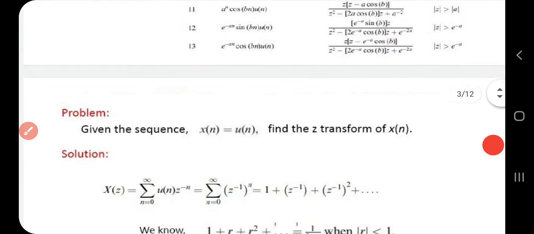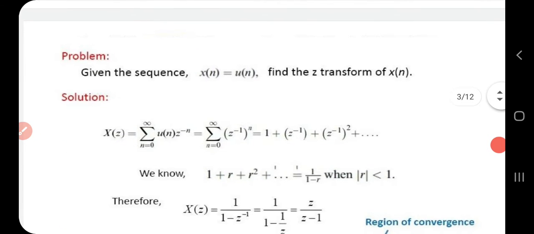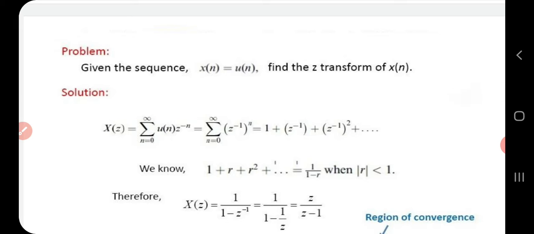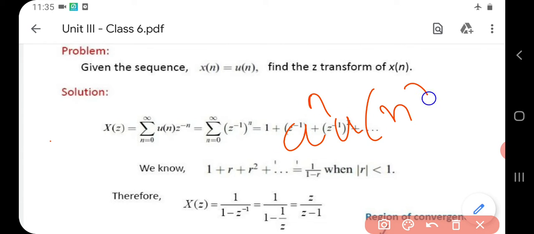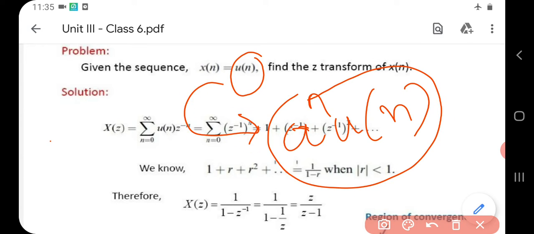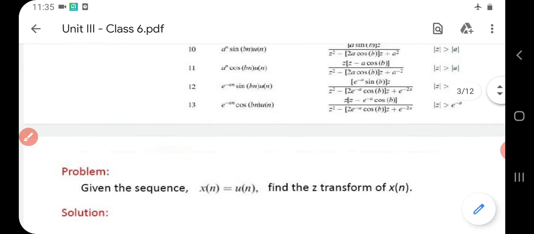Now let us go to sample questions. Here you are given a sequence x of n equal to u(n), and you are asked to find the Z transform of x. This question is of the form x of n is u of n, so it is of the form a raised to n u(n). Here in this question a is 1, or 1 raised to n is 1. So you are not seeing that a, but this one is of this particular form, which is already there in the table. So you can check for that.